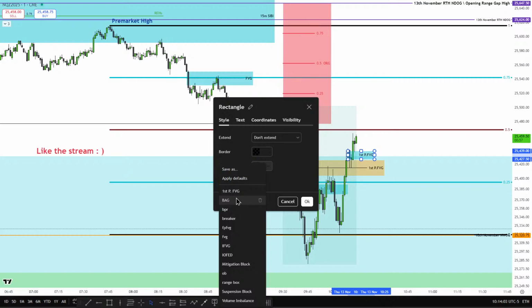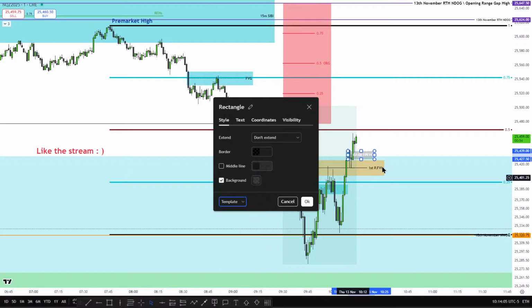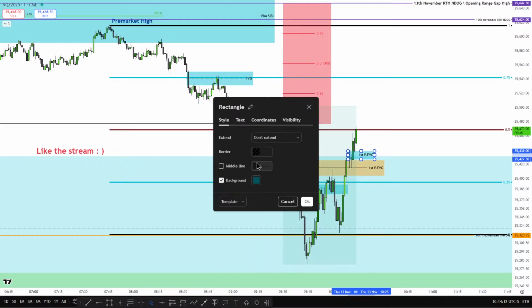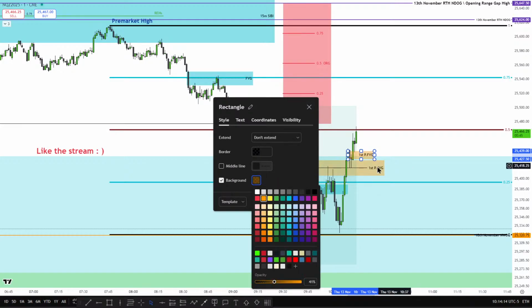First presented fair value gap, breakaway gap. But if it's a first presented fair value gap, I'm not going to have an entire template to make it an inversion when all I do is change the color to orange.